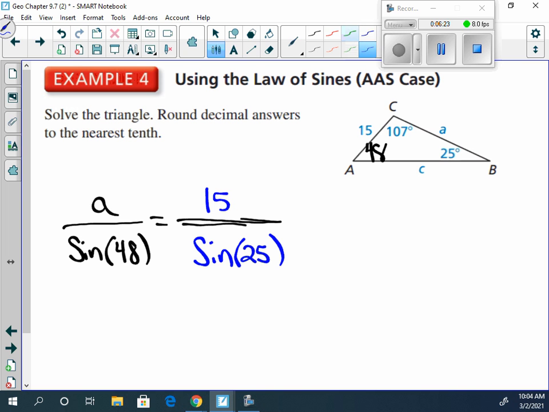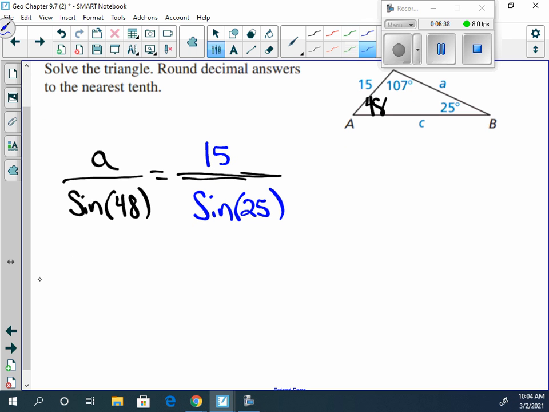So the other side of this equation is 15 over sine of 25. Because 15 is a number, and sine of 25 is a number too, because we did that last chapter. We can type in sine of 25 and we would get a value, but we're not going to do that quite yet. Any questions on anything we've done thus far?